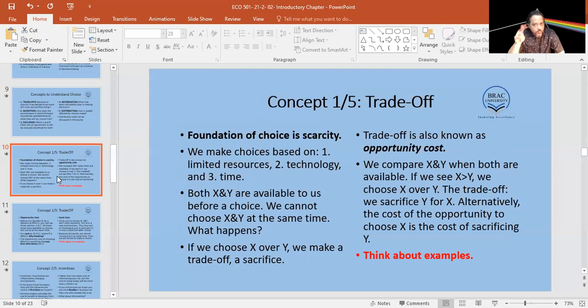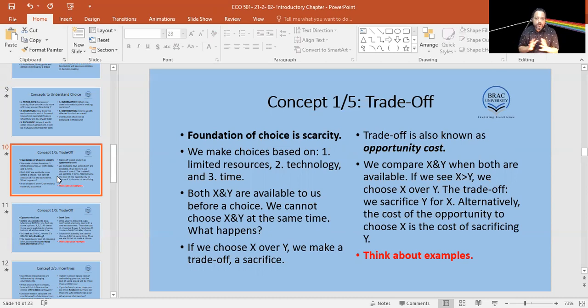Now there are 2 choices, X and Y. Before we make a decision, both of them are available to us. Let's assume X is Pepsi Cola and Y is Coca-Cola. We haven't decided which one to take, but before we make the choice, both of them are available to us. Our income, i.e. our resources, is limited, and so is the time we've been given. So what will happen? We can consume only one of the two. Either we consume Pepsi, X, or we consume Coca-Cola. We can't consume both at the same time.